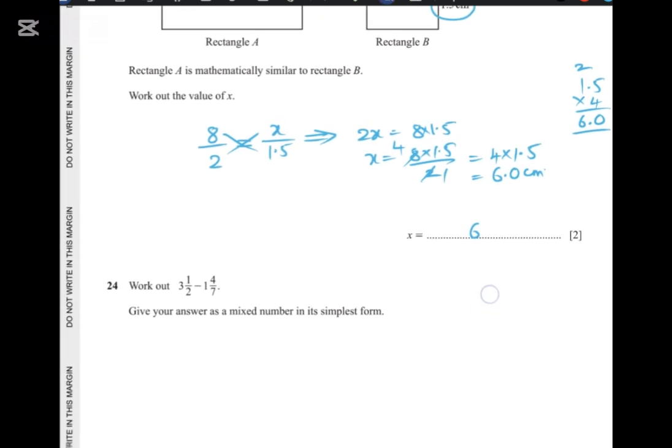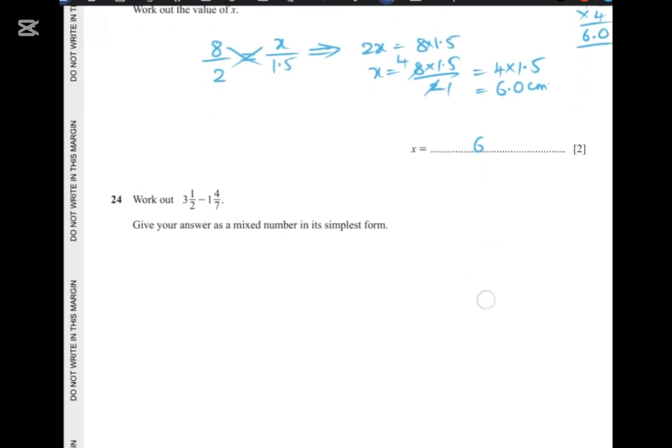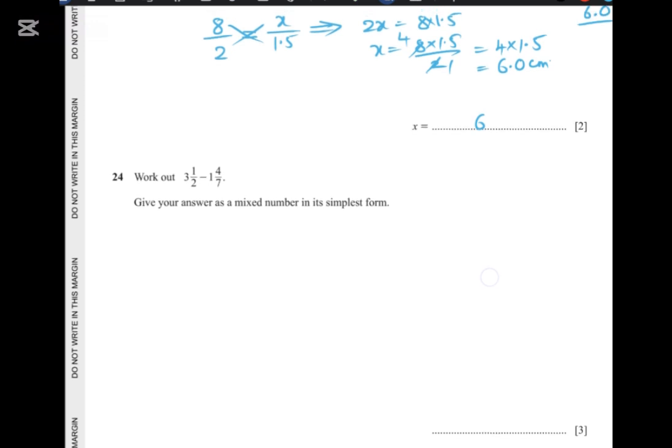Question number 24. Work out 3 1 by 2 minus 1 4 by 7. This you have to work out. Give your answer as a mixed number or in its simplest form. Okay. So 3 1 by 2, subtract from that 1 4 by 7. That is equal to 3 and a half: 3 into 2 is 6, 6 plus 1 is 7 by 2, minus 1 into 7 is 7 plus 4 is 11 by 7.